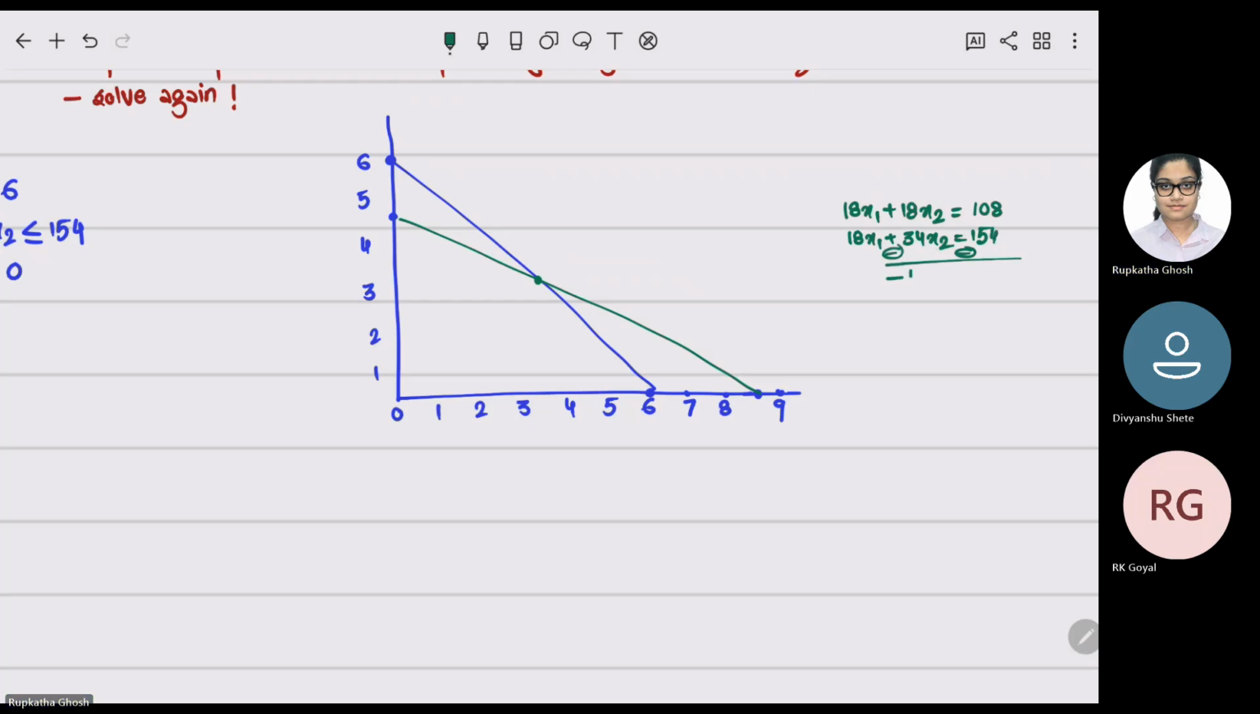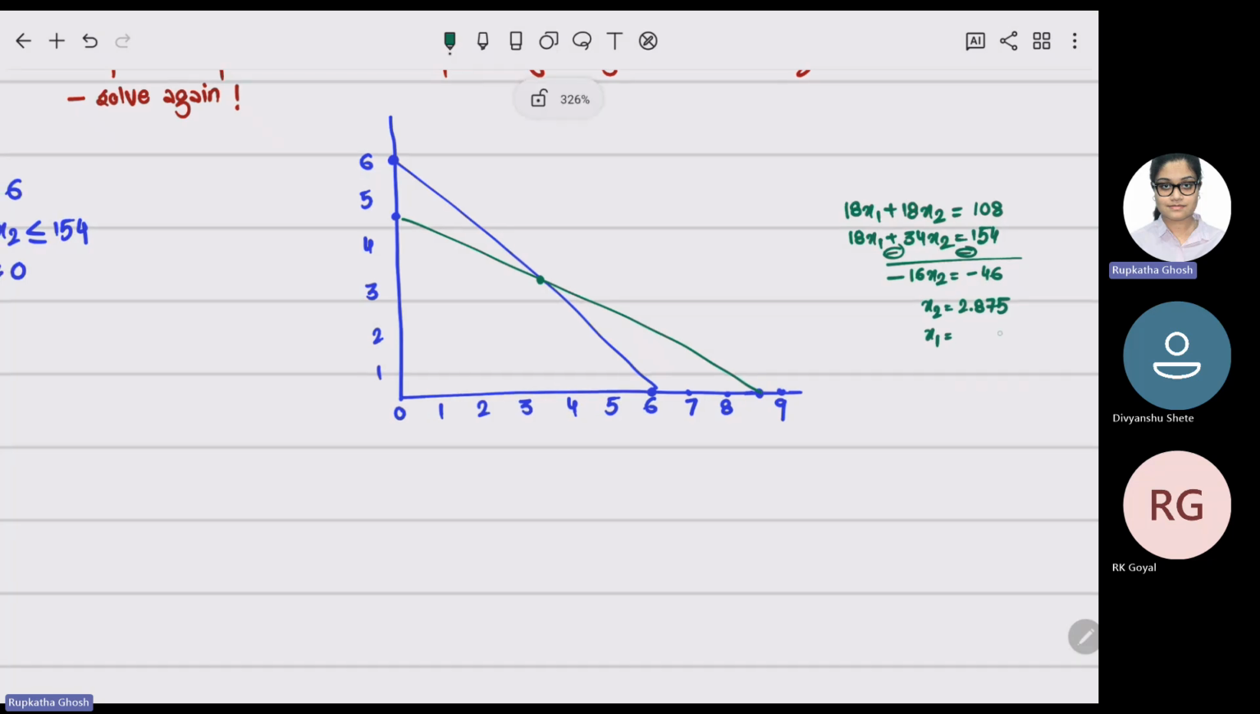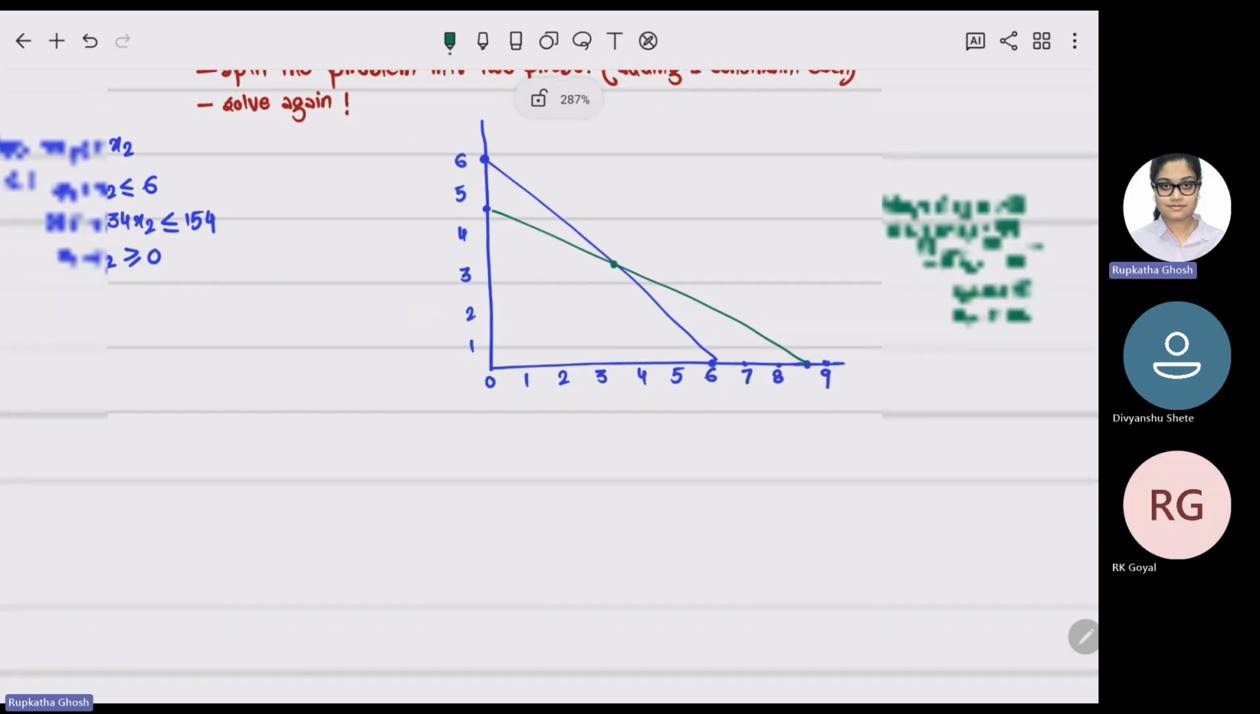So if I do minus, then you're getting minus 16x2. Please ensure that I'm doing the calculation right. This will be minus 46. So 46 divided by 16, that is, x2 is 2.875. Then x1 is 6 minus 2.875, so that is 3.125, right? So here you will be getting your optimal solution.